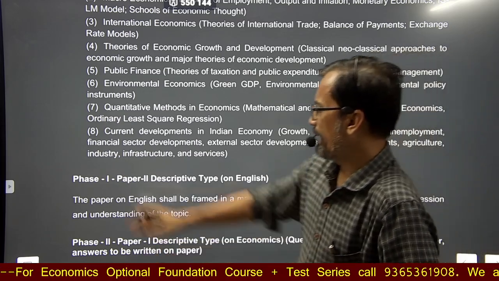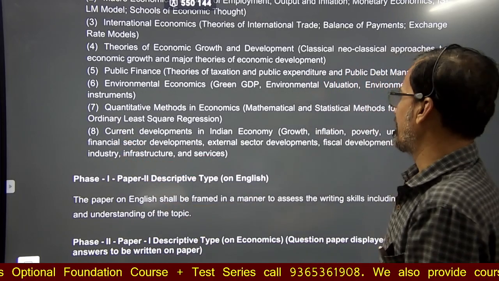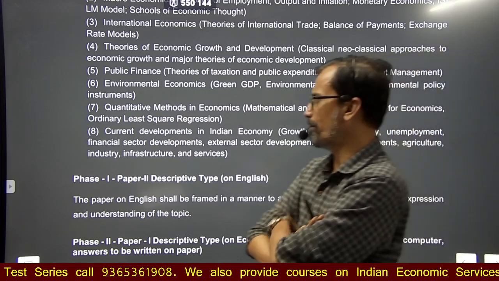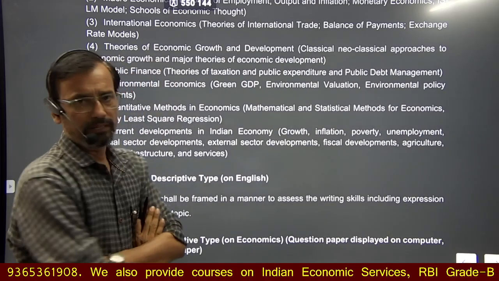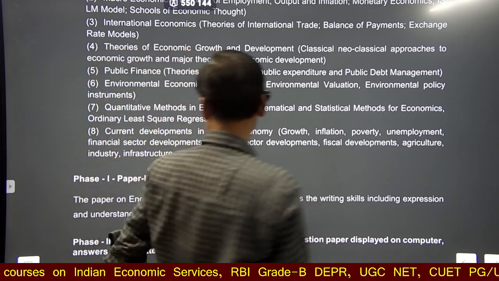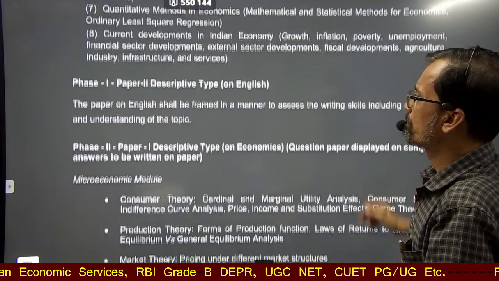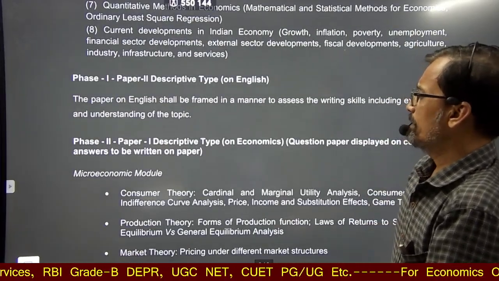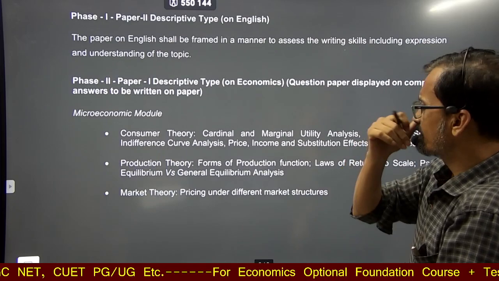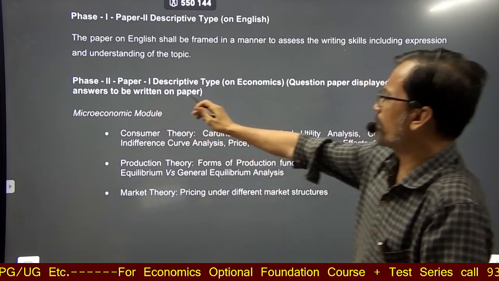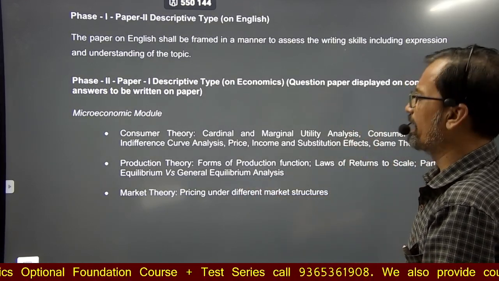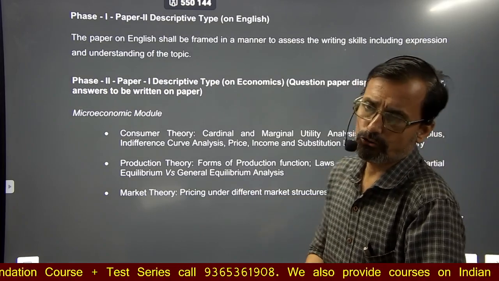econometrics. And unit 8, the last one, current developments in the Indian economy, where we need to study growth, inflation, poverty, unemployment, financial sector development, external sector development, fiscal development, agriculture, industry, infrastructure and services, all things. So that is paper 1. For phase 2, paper 2 is descriptive. Descriptive papers on economics, the question paper is displayed on computer, and answers are to be written on your paper.